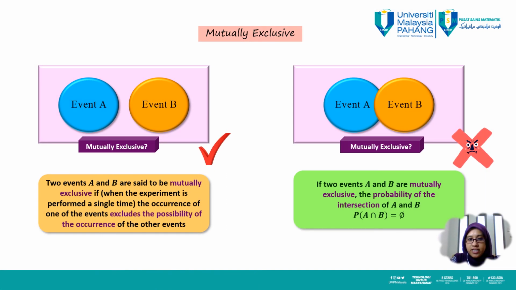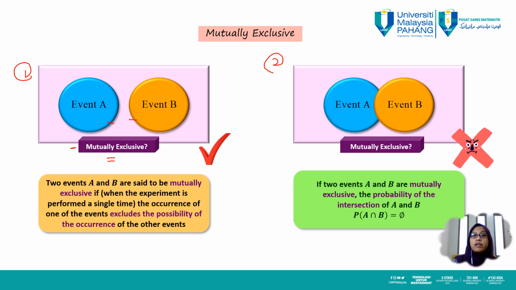This is the explanation about mutually exclusive. From here, you can see there are two Venn diagrams. This is the first Venn diagram, and this is the second Venn diagram. The first Venn diagram, we call it mutually exclusive. Why mutually exclusive? Because event A has no intersection with event B. Event A and event B, there is no intersection. That's why we call it mutually exclusive.